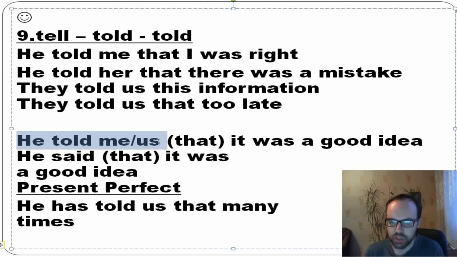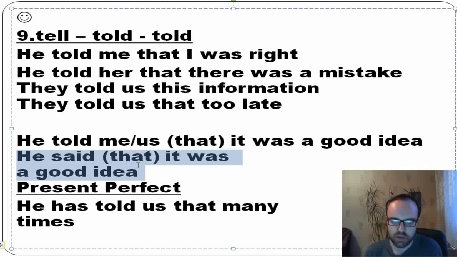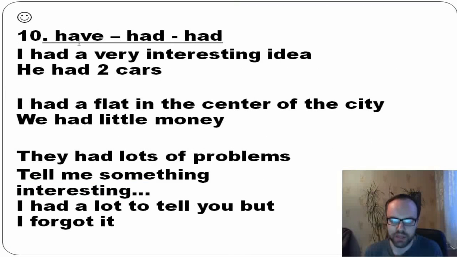So he told me, or he told us that it was a good idea, but you know that we can also say it without that. He told me it was a good idea, or he told us it was a good idea. He said that it was a good idea, or you can, you know, skip that. You can say he said it was a good idea. Present perfect. So he has told us that many times, or so many times. Okay, and the last one before we look at a very important thing, the table of irregular verbs, as I would say so.